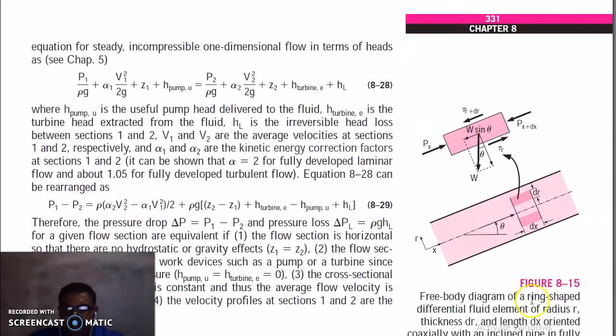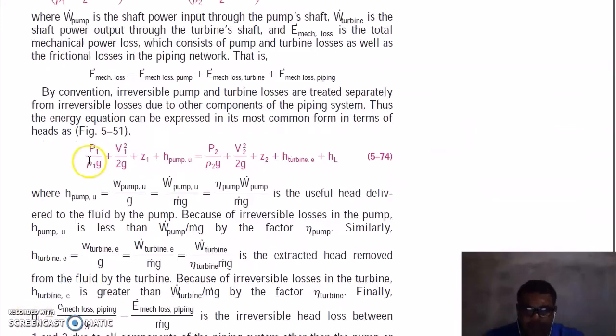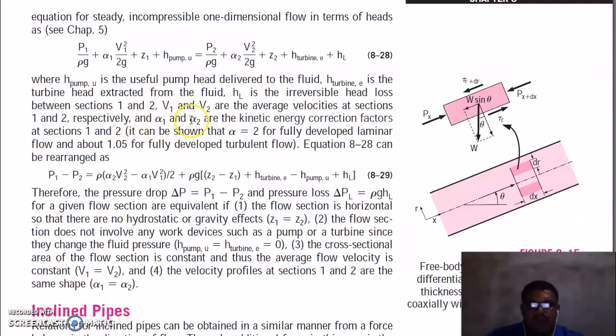This can be demonstrated by writing the energy equation for steady incompressible one-dimensional flow in terms of head. This is your energy equation, in which this is your pressure head, this is your velocity head, this is the datum head, and this is your pump work. And this is your pressure head, velocity head, and datum head at the second section, plus extra drawing plus head loss HL. Also you can see alpha 1 and alpha 2 are the kinetic energy correction factors here and here.